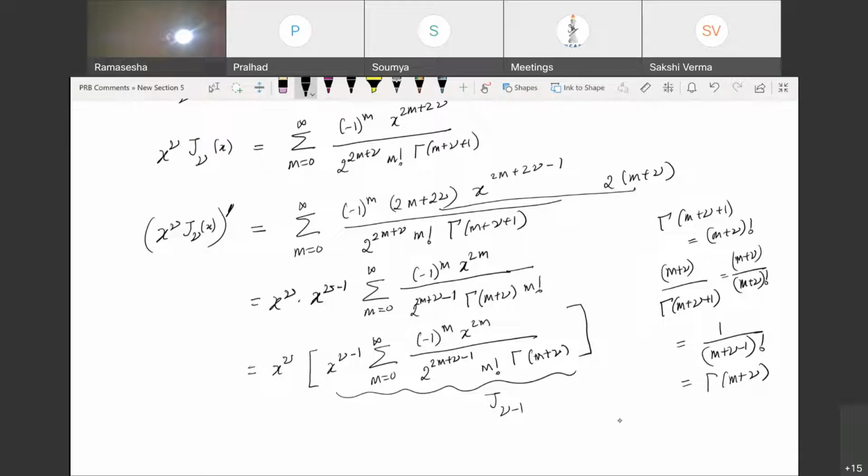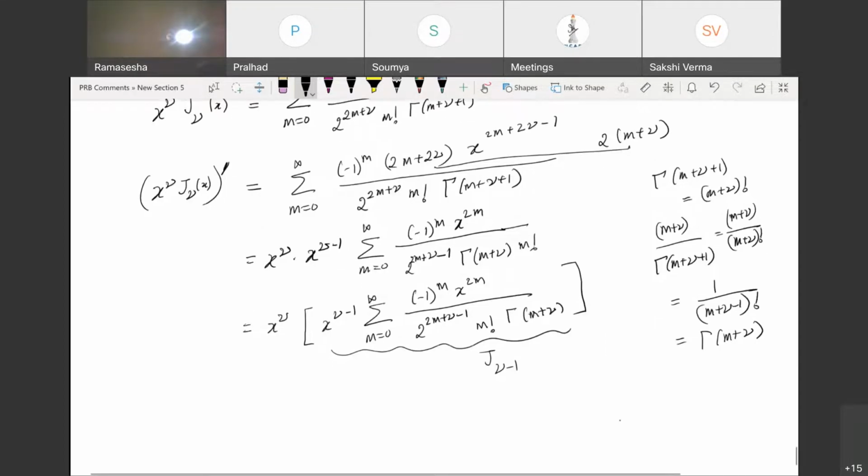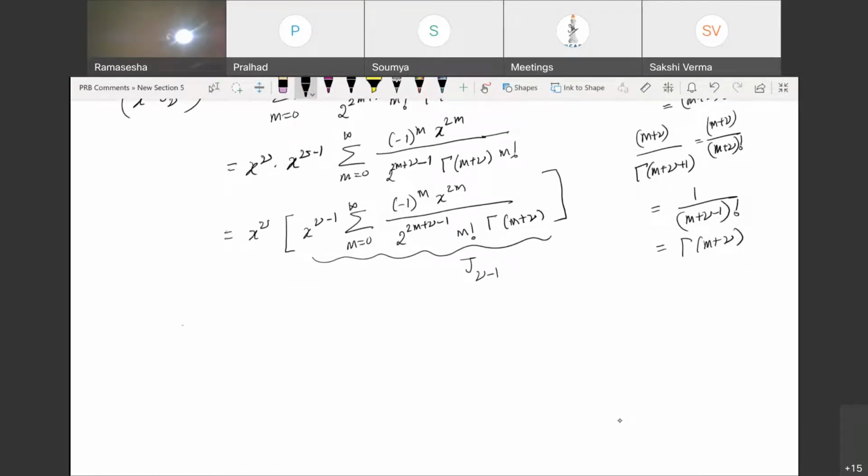This is nothing but J nu minus 1. Because when it was J nu, you had 2m plus nu here, and you had x to the power nu there, and here you had m plus nu plus 1. Everything else was the same. So now when you change nu to nu minus 1, this will become x to the power nu minus 1, and this will become 2 to the power 2m plus nu minus 1, and this will become m plus nu because nu goes to nu minus 1. Okay, so instead of m plus nu plus 1, it will become m plus nu.